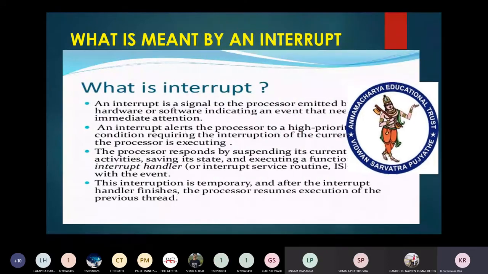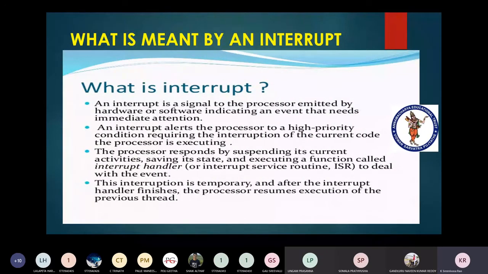So last class, we discussed general topics regarding interrupts. An interrupt is a signal, maybe a software signal or a hardware signal, which interrupts the processor operation. Whenever the processor receives an interrupt, it stops the routine work and executes the interrupt work first, and then gets back to the routine work.